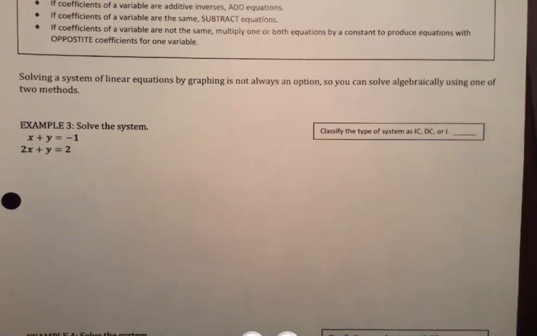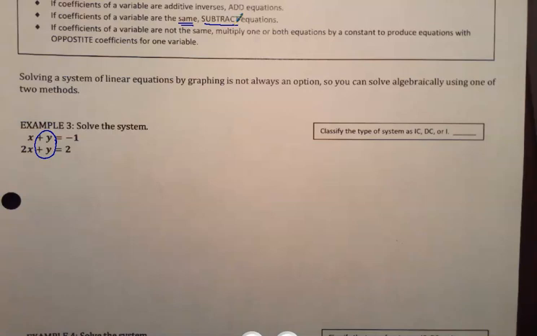All right, so let's look here. To solve this system in example 3, we have x plus y equals -1 and 2x plus y equals 2. So notice that these two both have a positive y. They are the same. So if the coefficients of a variable are the same, we can subtract the equations from each other. That's what we're going to do, we're going to subtract them.